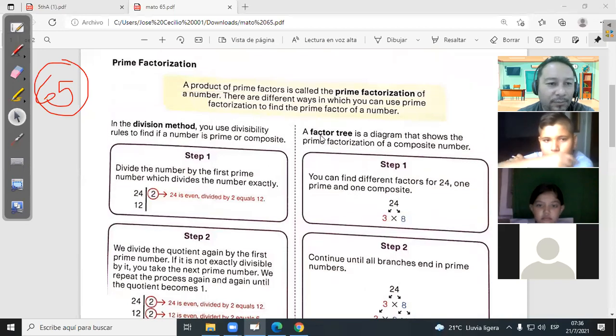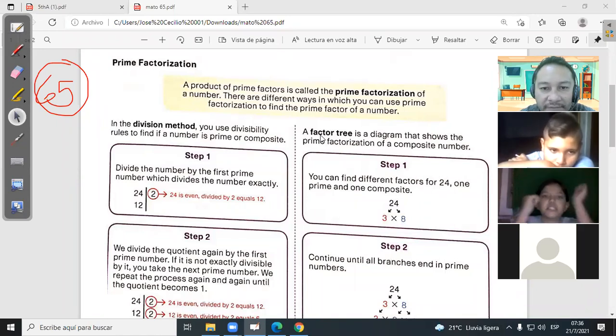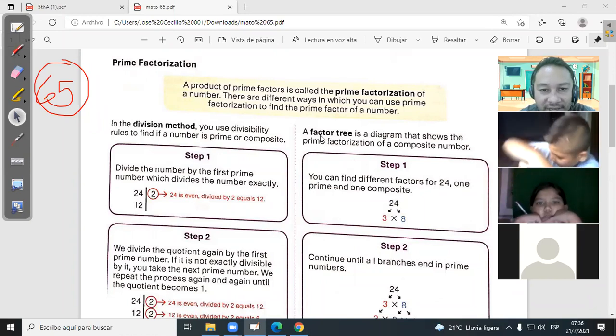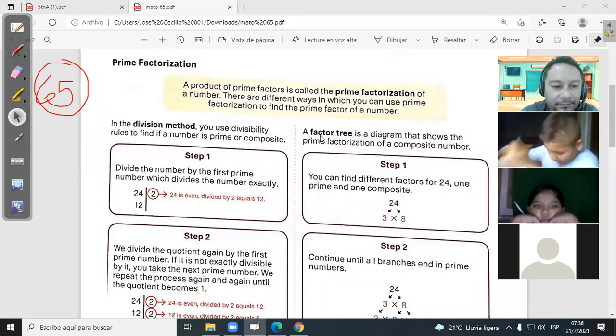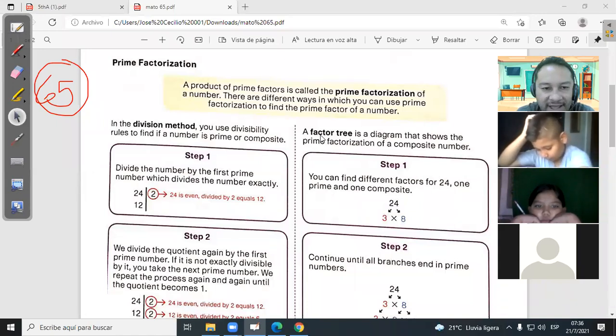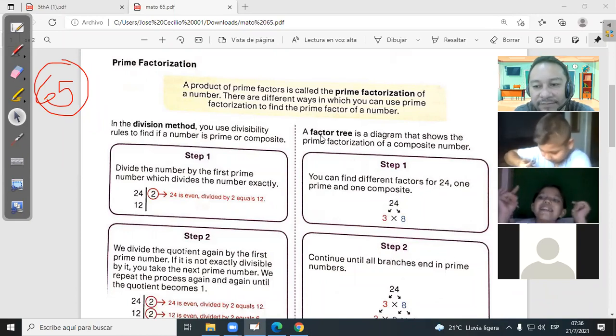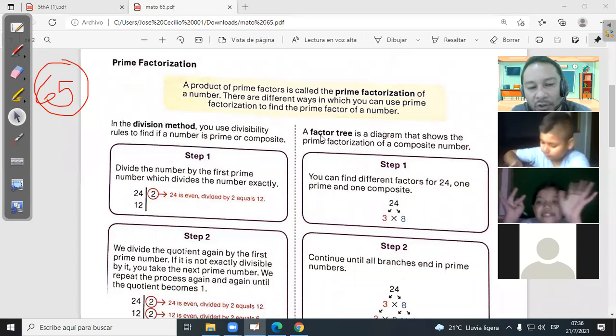Prime factorization: a product of prime factors is called the prime factorization of a number. There are different ways in which you can use prime factorization to find the prime factors of a number. What does it mean? It means that we are going to find the factors of each number. We are going to go step by step.